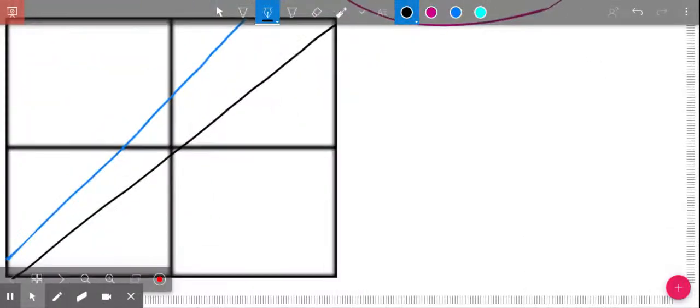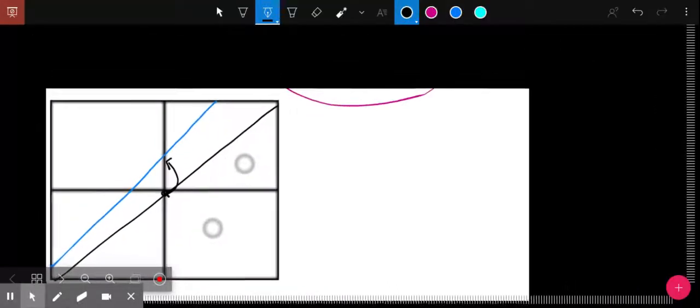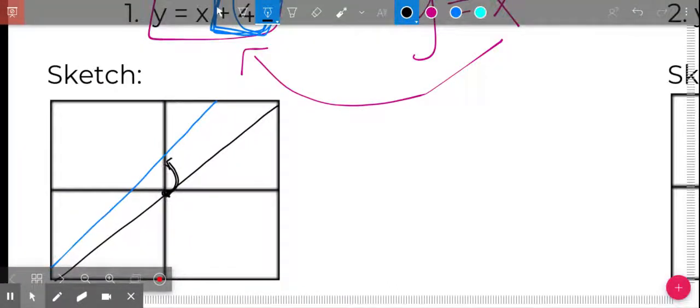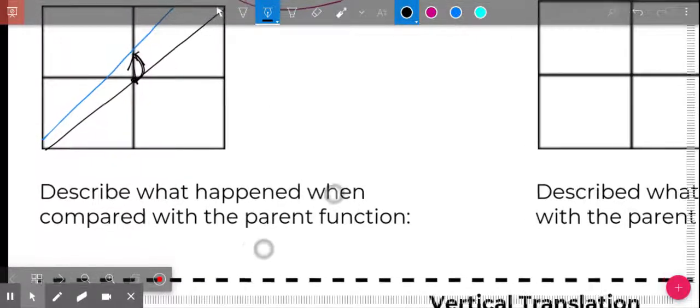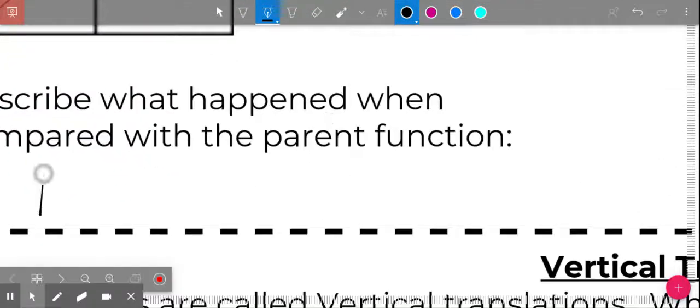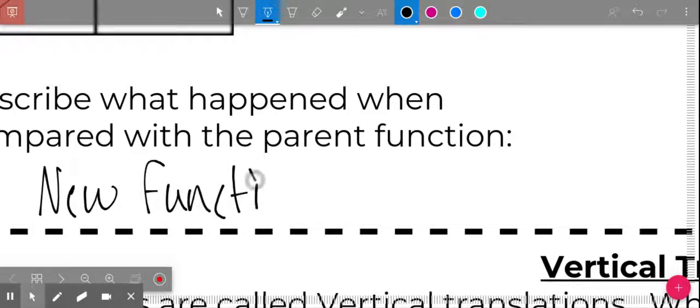So when we're looking at this, our parent function starts here, and then we jumped up to our new function here. So how did we go from here to here? Well, you should be thinking, well, it moved up. Okay, it went from here and it moved up to right there. Nothing else really changed about our function. It just was shifted up. Okay, so what happened when compared to the parent function? Our new function shifted up.